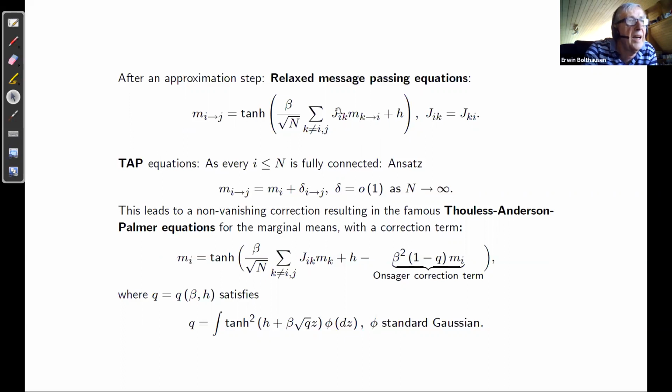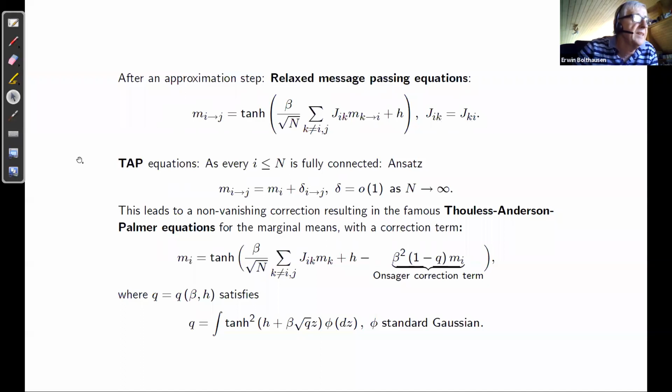Where I had defined these variables only for i smaller than k, and taking it independent, and then you have to make it symmetric. So yeah, this is the equation you're getting. Now this is running under the term relaxed message passing equations here. So then you're getting these equations.